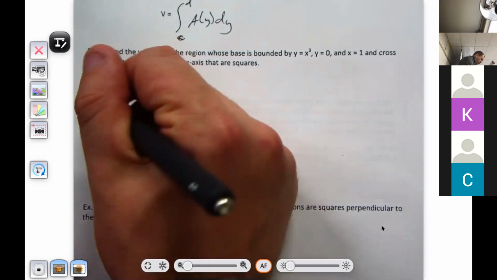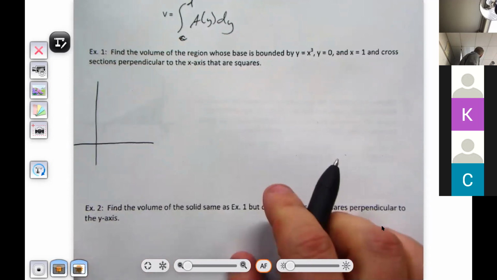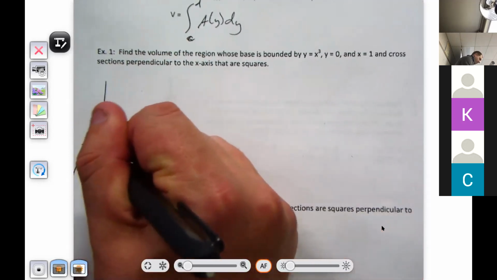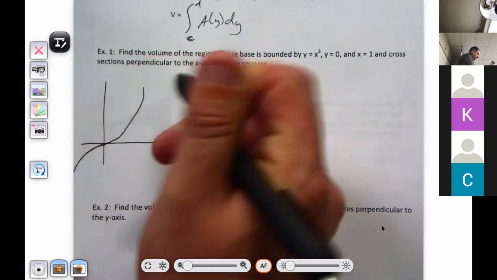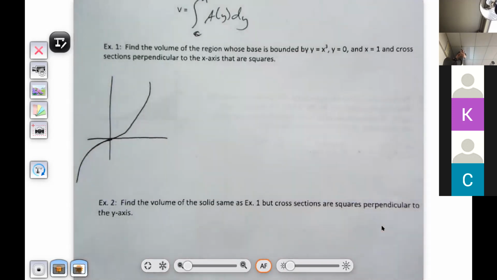So I'm going to draw that. We need the region that's bounded by y equals x cubed. So that's like, oh no, I missed the origin. Oh, that's just bad. I apologize. I don't know why I'm so bad at that.